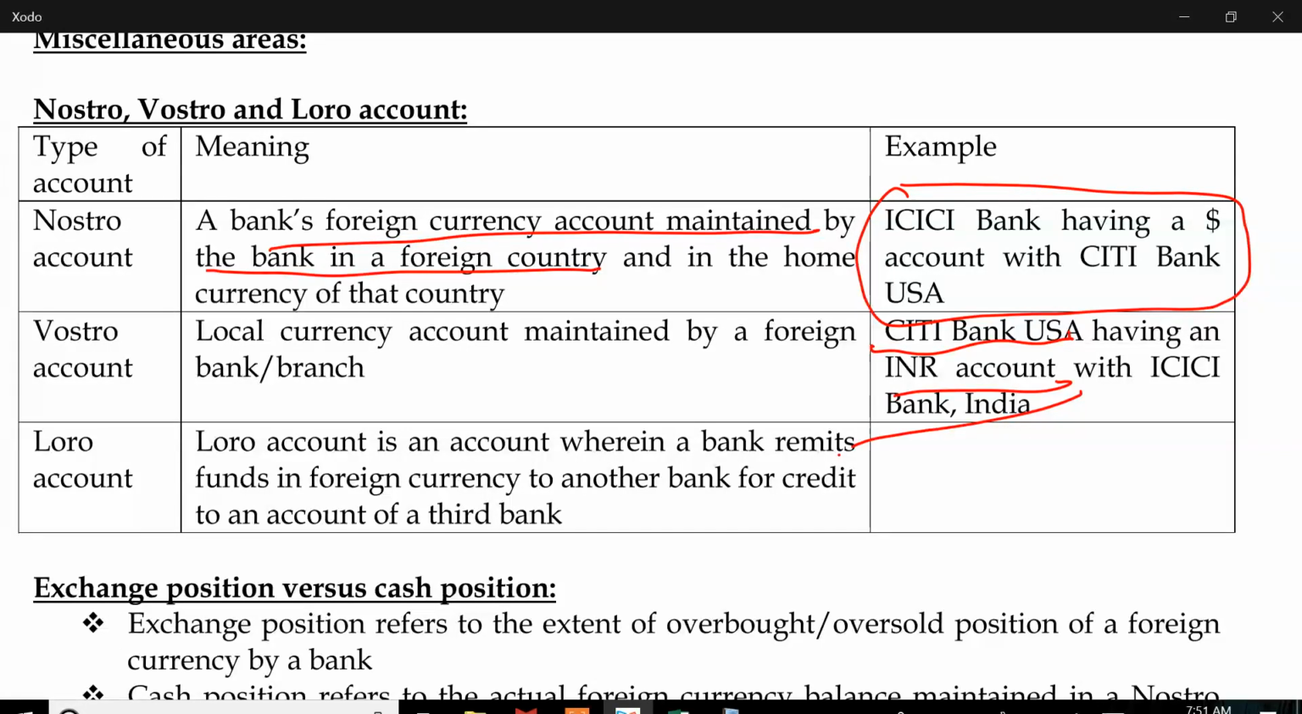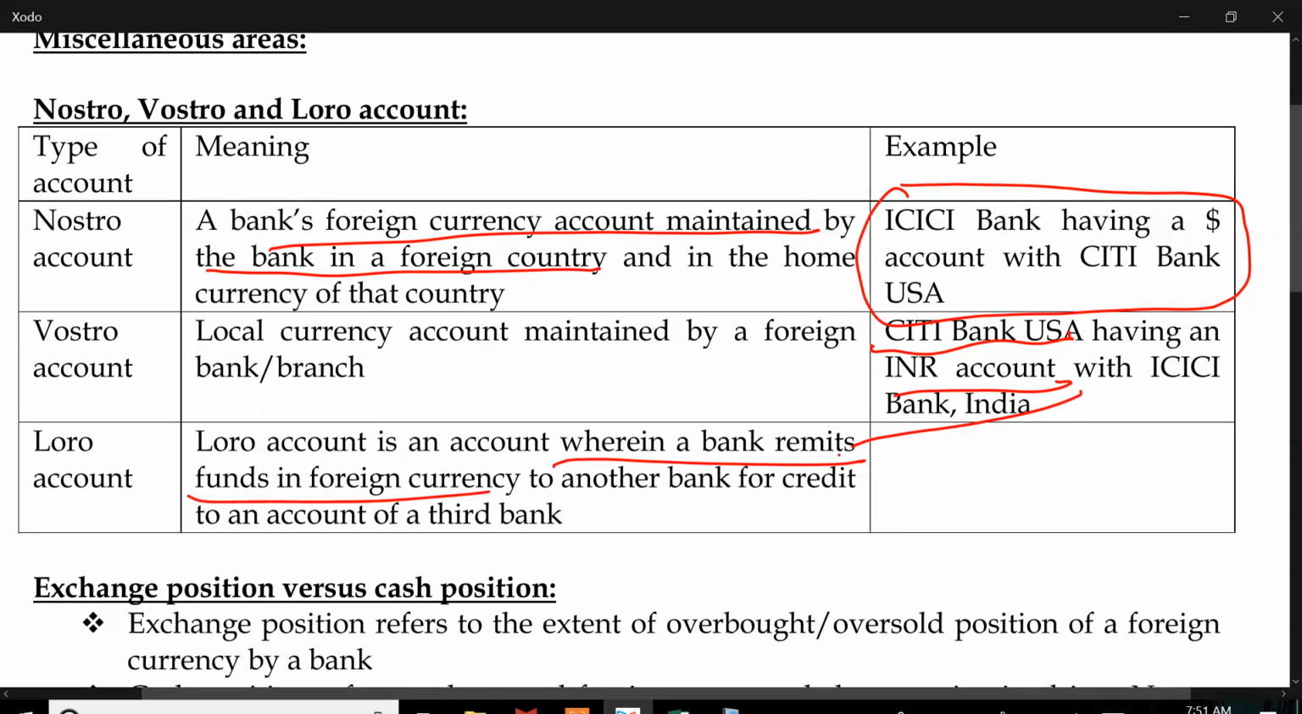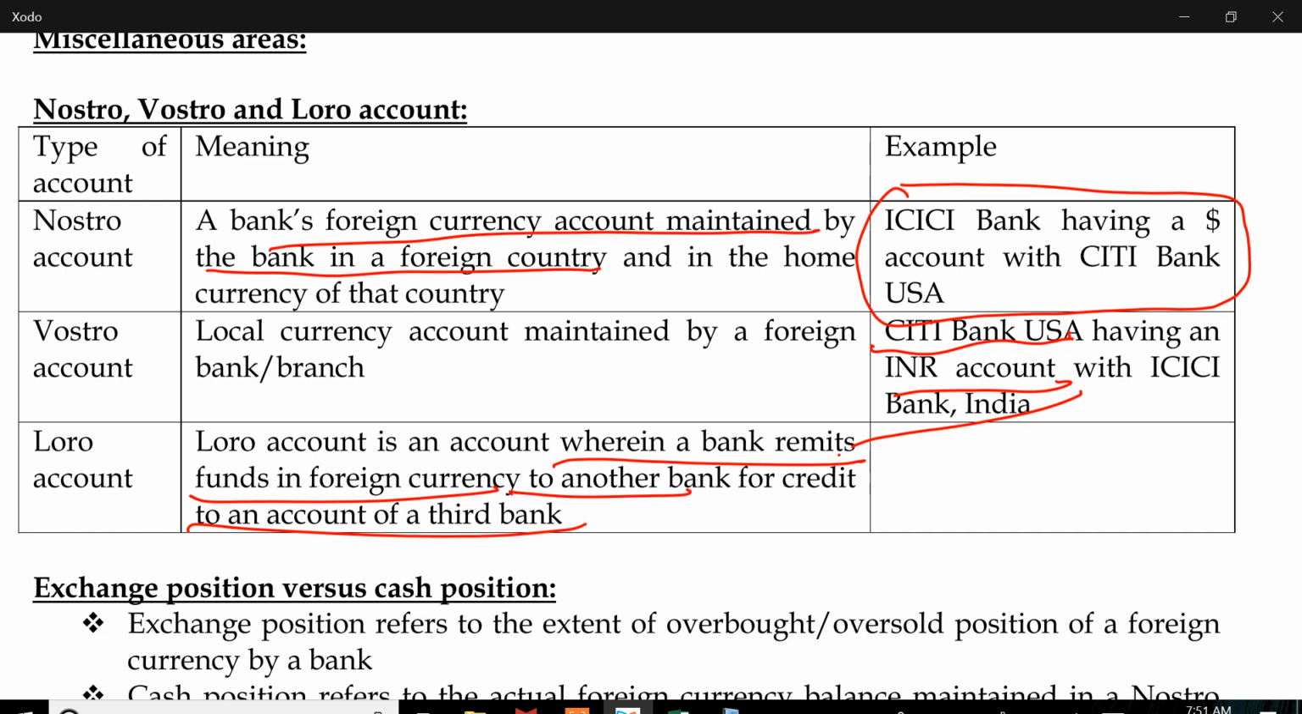Loro will come into the picture in case ICICI does a transfer to a bank in maybe the UK, and from the UK the funds are transferred to this US bank. If there is any account in between, wherein the bank remits funds in foreign currency to another bank for credit to an account of a third bank, that is called a Loro account.